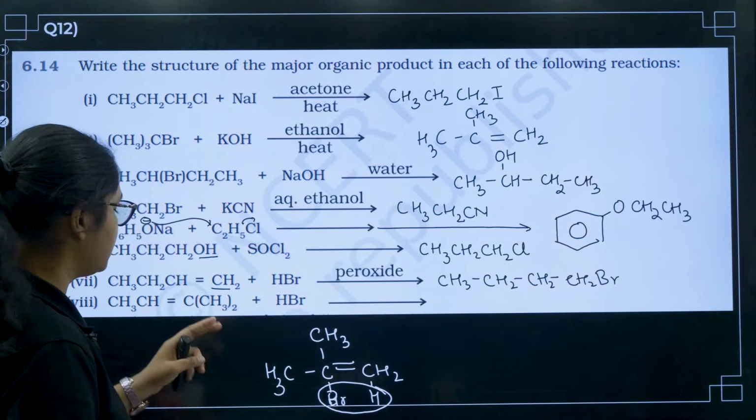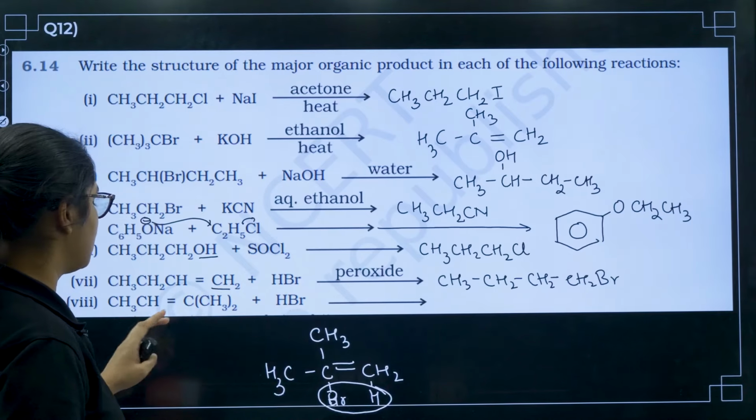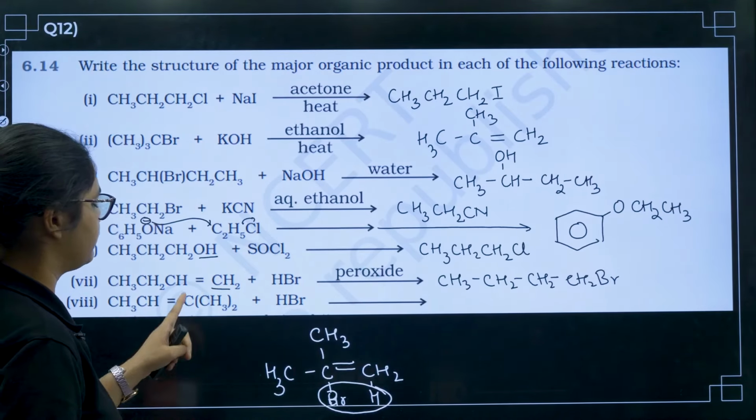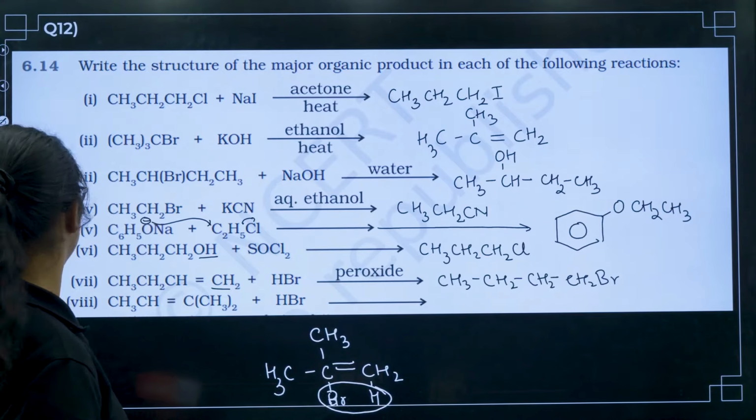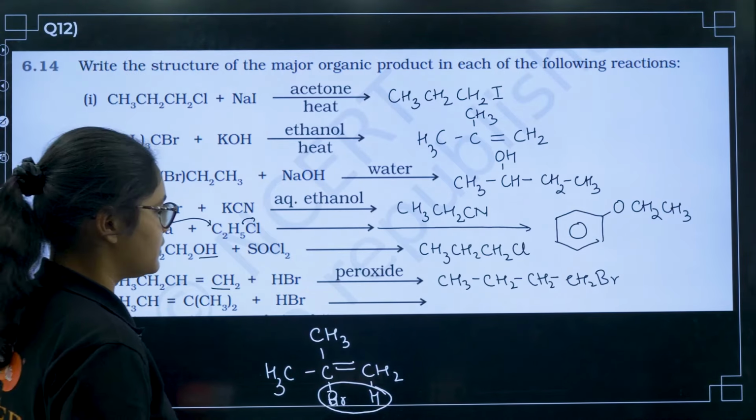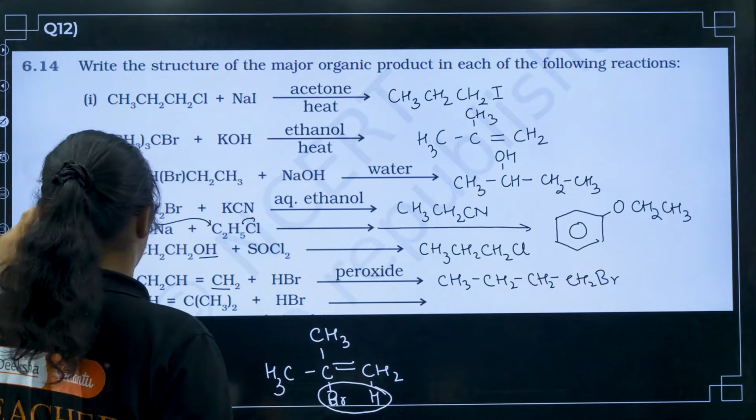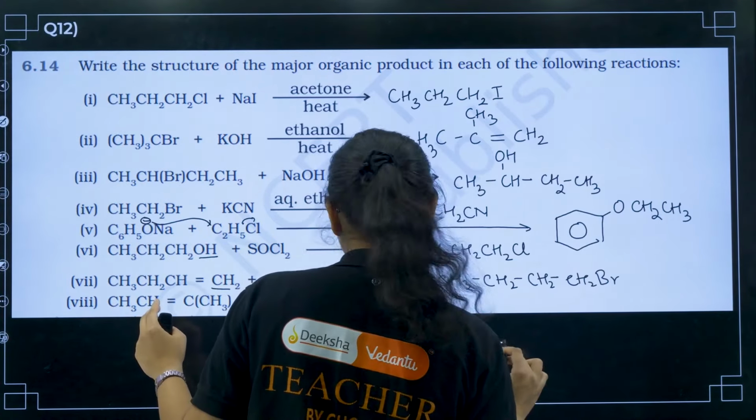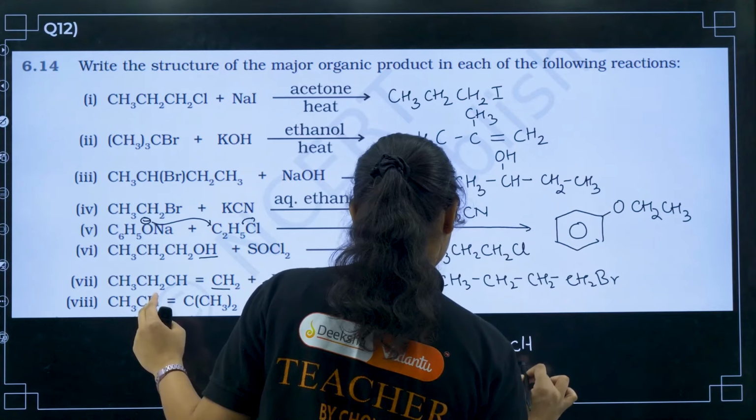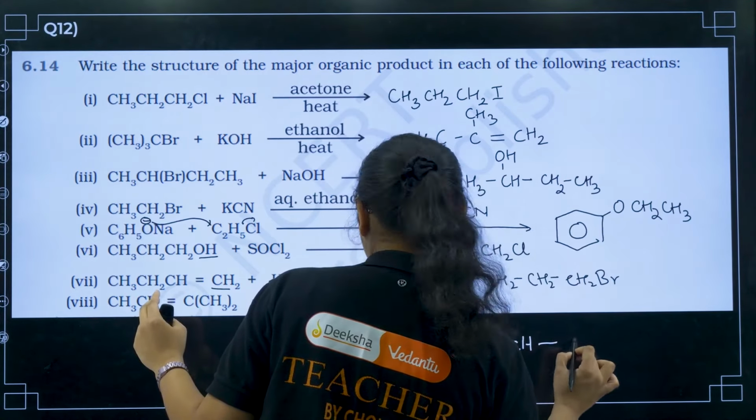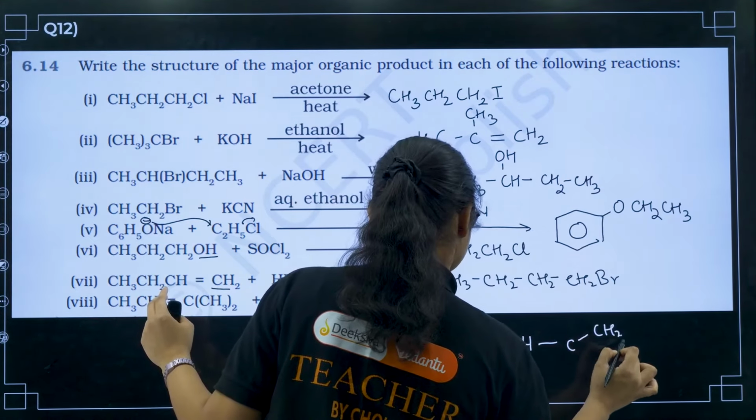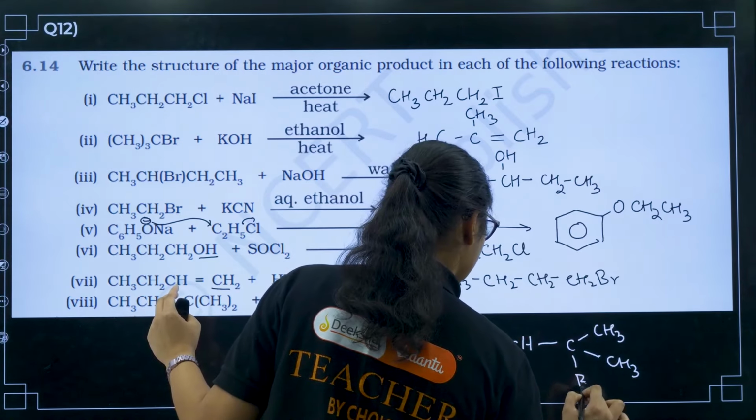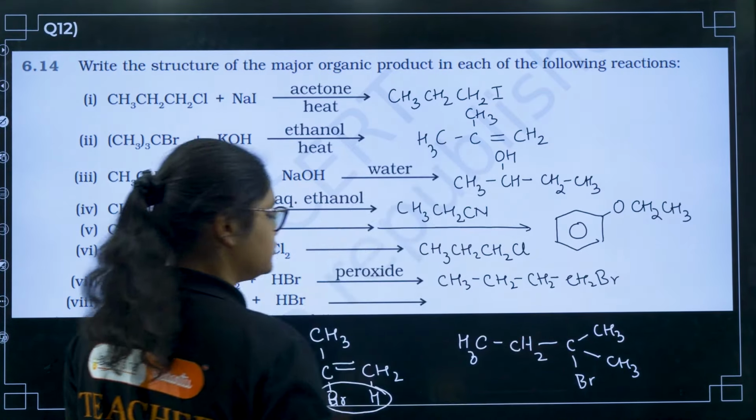So what will happen here? It will follow Markovnikov's rule. Br will go to the carbon having less number of hydrogens. So here I have fewer hydrogens. Bromine will be attached here and H will come here, and the product formed here I can write like this: CH3, CH, then here I have C, CH3, CH3, Br, and H2.